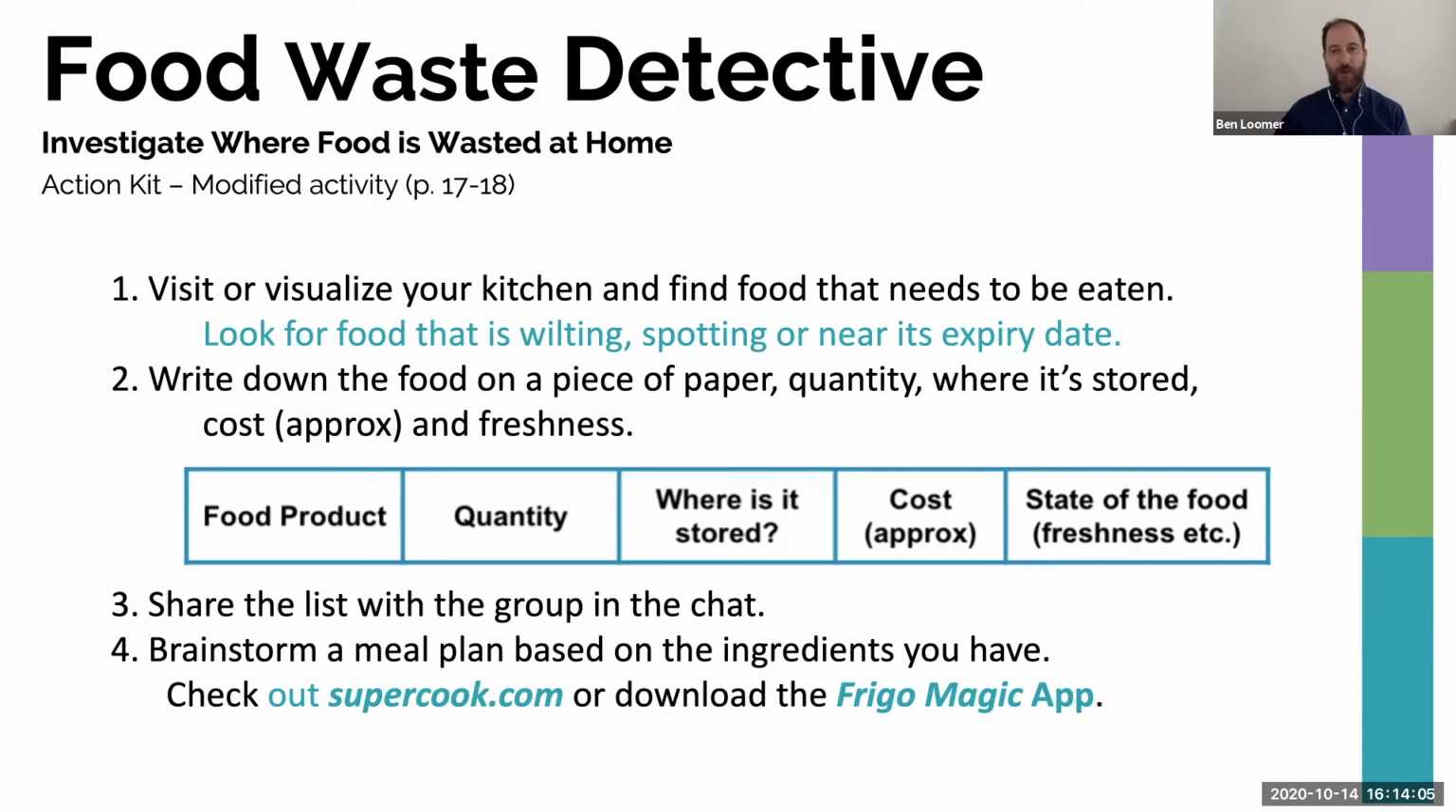So I encourage you, whether you're at home watching this recording or joining us live, to think about what's in your kitchen and write down on a piece of paper a food product, how much is there, where it is stored, the cost, and its state of freshness. I'm going to be quiet for 30 seconds and let people think about that, and then I'll take some suggestions from the audience. I found 3 parsnips and 2 carrots that need to be saved.